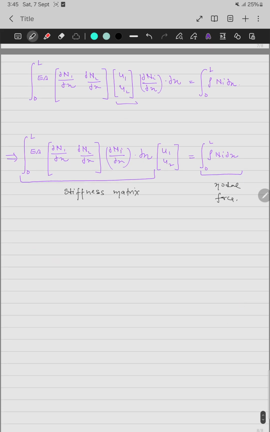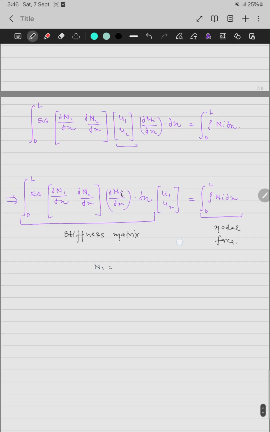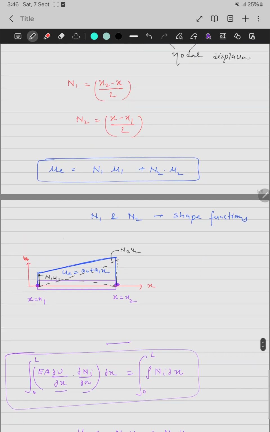Got it, right? Now if I say how many equations we'll get in total, if you clearly observe here, I am writing as Ni. So it means we have total how many N's? We have N1 and N2, right? So we will get two equations. Okay, let me write those two equations. So first of all we have N1 equals to how much? Let me copy it from here only.